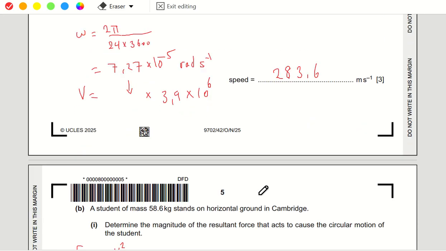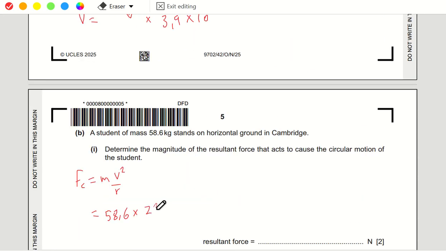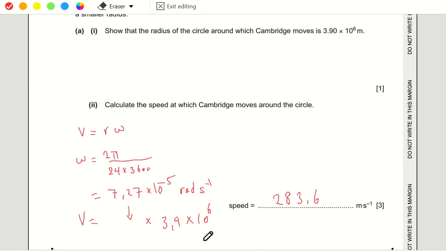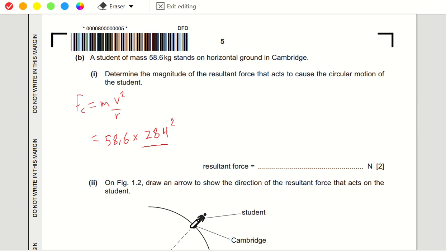which is 284 squared, over r, the radius of Cambridge, which is 3.9 times 10 to the 6. So it gives us 1.2 newtons. Okay, 1.21.